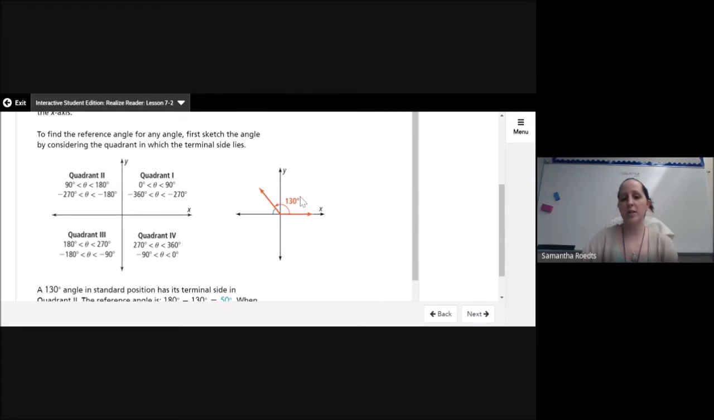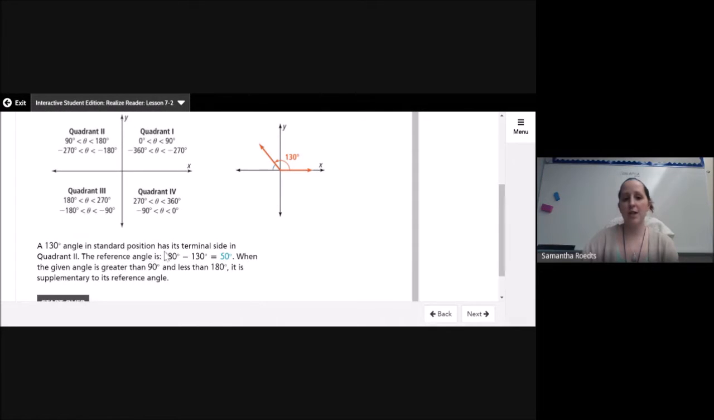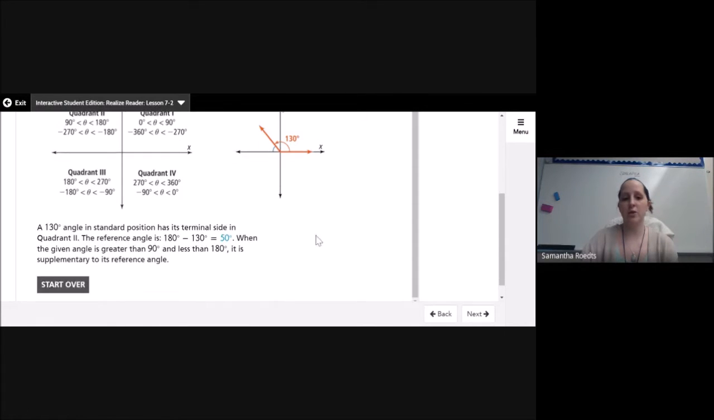So 130 degrees, so here's 90, but it's less than 180. So 130 degrees in standard position has its terminal side in quadrant 2. The reference angle is 180 minus 130, or 50. When the given angle is greater than 90 degrees and less than 180, it is supplementary to its reference angle.